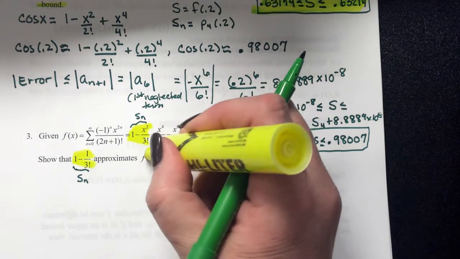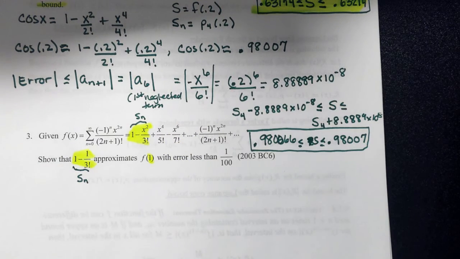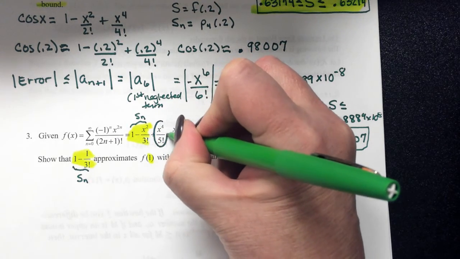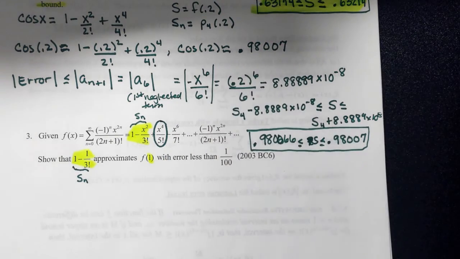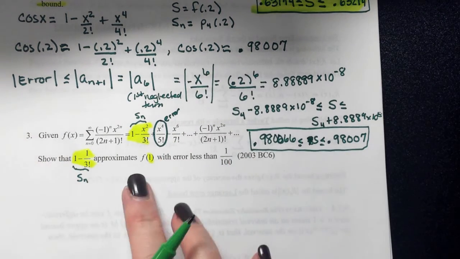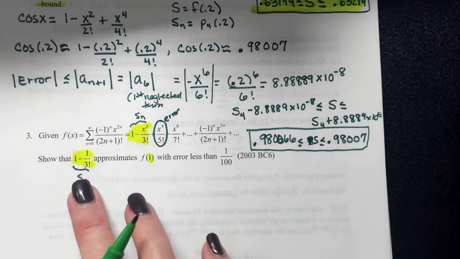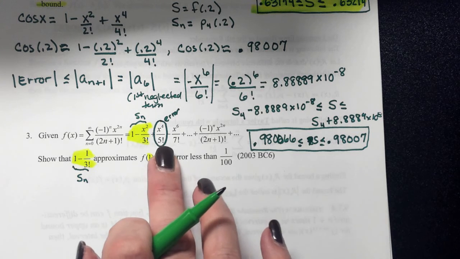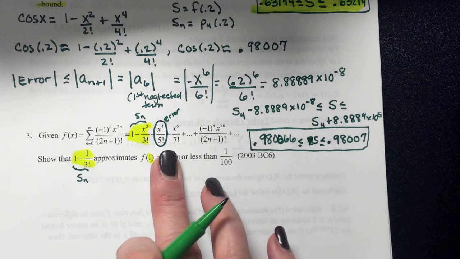So we want to approximate f of 1. That's the x value. So the first neglected term in this partial sum is this particular term right here. So this is the error. If I'm estimating f of 1 only using my first 2 terms, my next neglected term is this x to the 4th over 5 factorial.